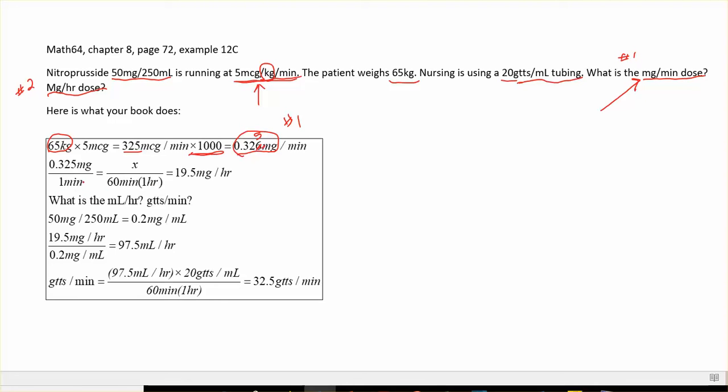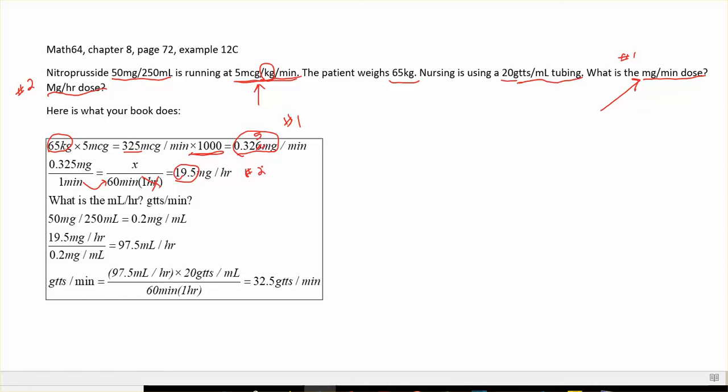And so one way to think of it is, well, what do you do to the 1 to change it to 60? And I don't like the fact that they're showing both of these things in here, minutes and hours. Really don't need this, okay? Because you want to know what it is for 60 minutes. So what do you do to go from 1 to 60? Well, you multiply by 60. And if you're going to multiply the bottom by 60, you have to multiply the top by 60. And so this is the answer that they get. So 19.5 milligrams per hour is the answer to question number 2.